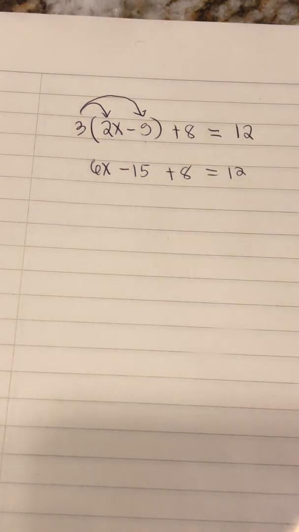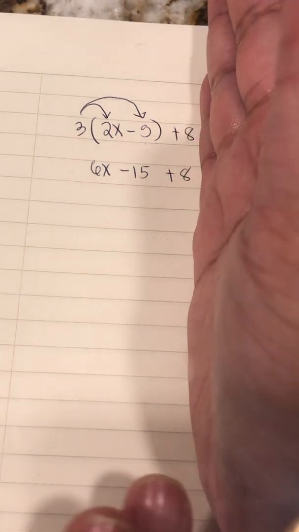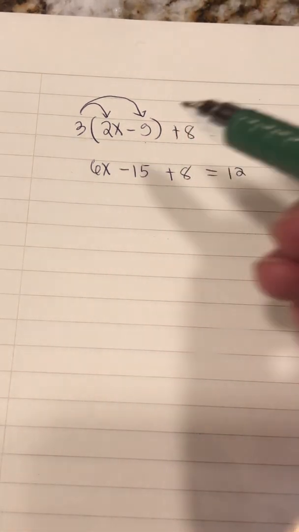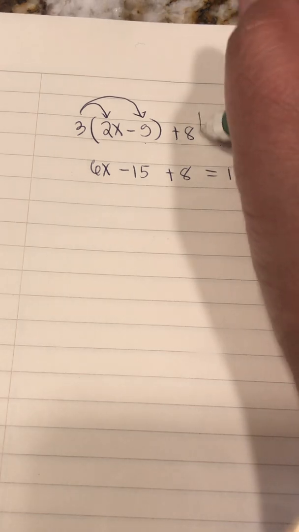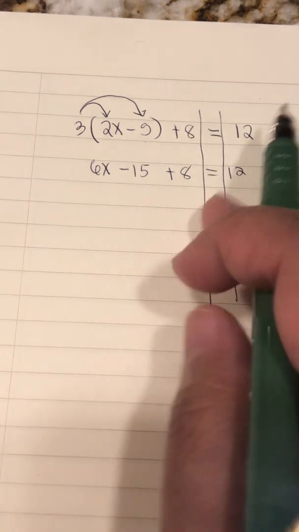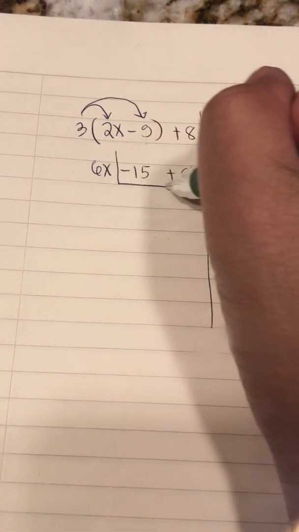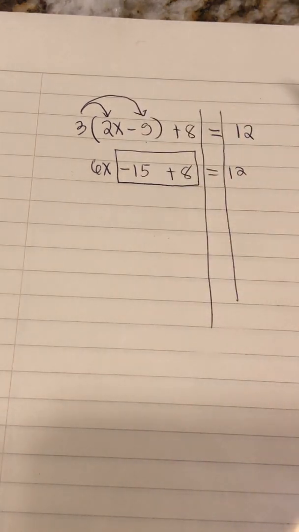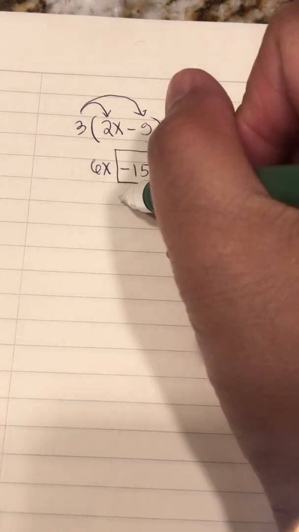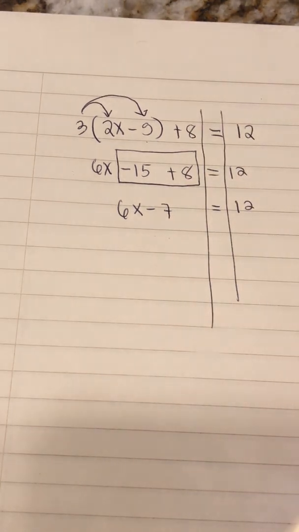Now the next step is look for fractions. There's none. Then we're gonna combine like terms on the same side of the equation. Only on the same side of the equation. You can never cross this equal sign right here. So you only combine what's on the left side of the equation and what's on the right side of the equation. In this case, I can combine my negative 15 and my positive 8. And that gives me negative 7. So now I have 6x minus 7 is equal to 12.